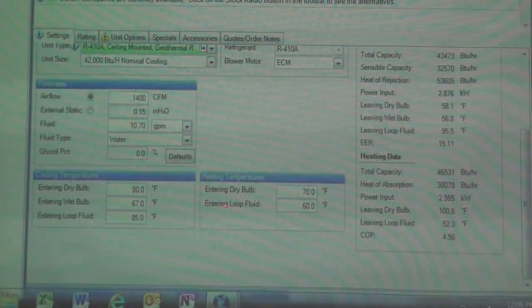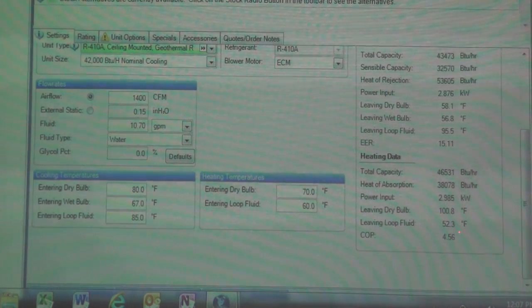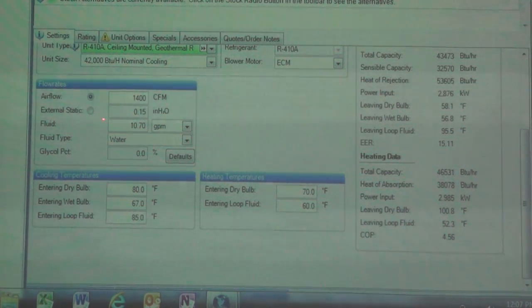You can see with the entering loop temperature of 60 degrees, and we're pulling heat out of the loop, the water that's leaving our unit is 52.3 degrees. So at 10.7 GPM, we have a 7.7 degree delta T. So you can take your 10.7 GPM times your 7.7 delta T times 500, and you should come up with that, because we're using water. 500 is a coefficient with standard conditions. So anyway, that's a selection for you.